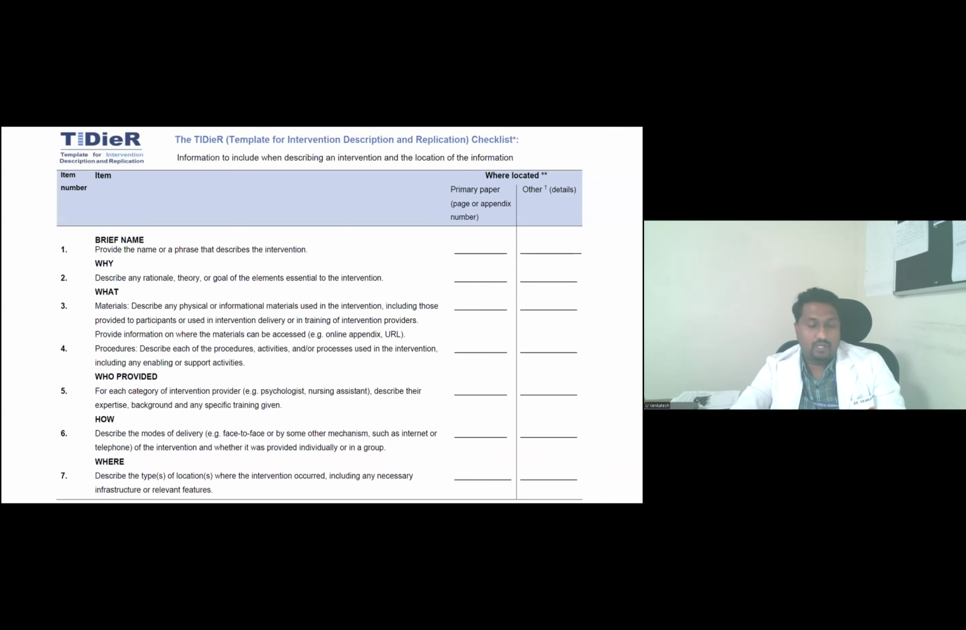Then the procedure, and who provided this, how, then where: describe the types of location where the intervention occurred, including any necessary infrastructure or relevant features. Then when and how much: describe the number of times the intervention was delivered and over what period of time, including the number of sessions, their schedule, the duration, and the intensity or dose. Then the tailoring: if the intervention was planned to be tailored or customized, then what, why, when, and how it is done. This statement should be there. Then if modifications were made during the study, that also needs to be mentioned: what modification was made, why, and when and how.